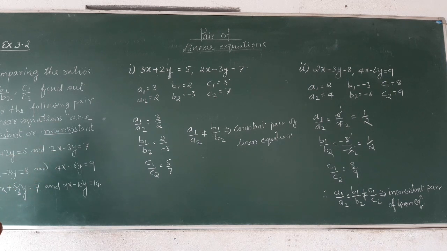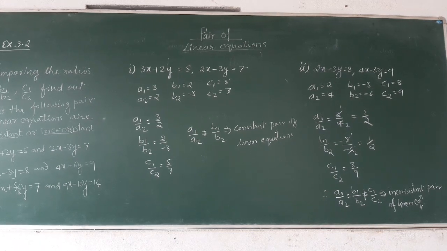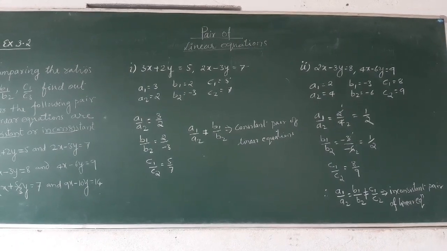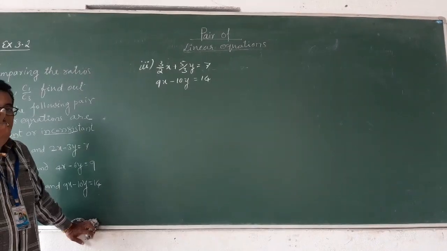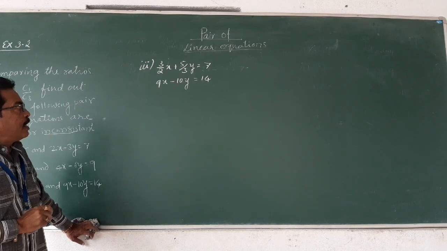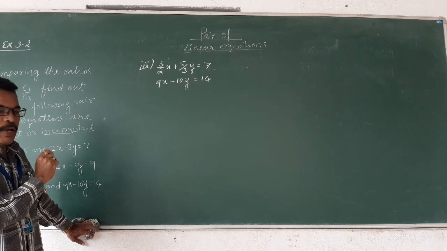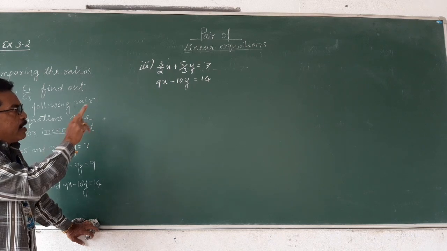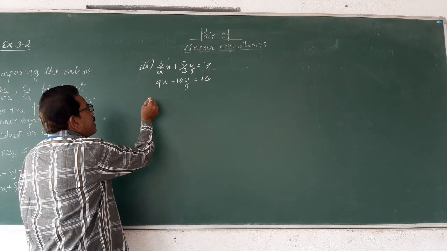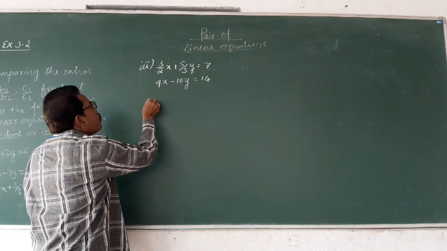Write down both the questions. See, this one is the third: 3 by 2 x plus 5 by 3 y equals 7, and 9x minus 10y equals 14. Okay, let us write the ratios.